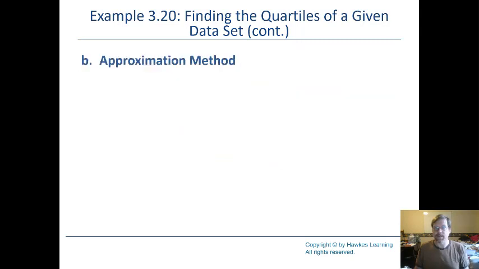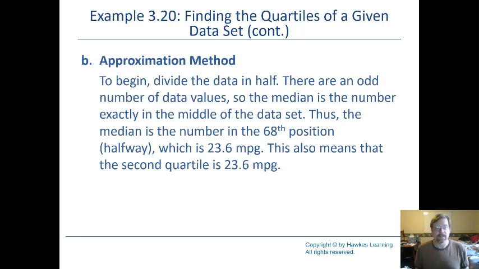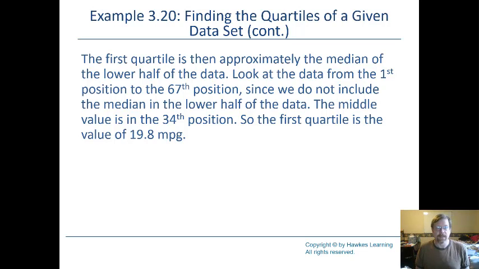Okay, so the approximation method, we divide the data in half. Odd number of data values, so the median is exactly in the middle. Median is the 68th position, which was 23.6, which puts us at the second quartile of 23.6. Now we look at the median of the lower half of the data. That will give us the 67th position. We don't include the median in the lower half. The middle value would be the 34th. So the first quartile would be 19.8.